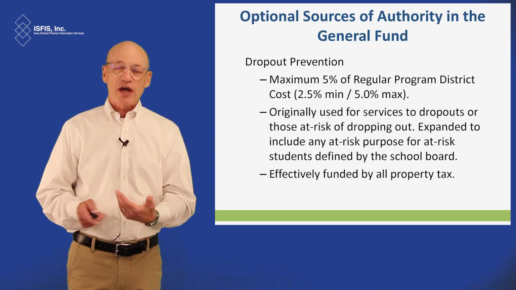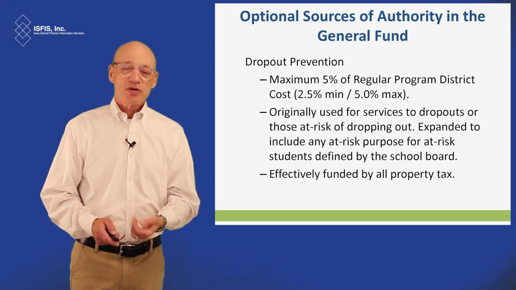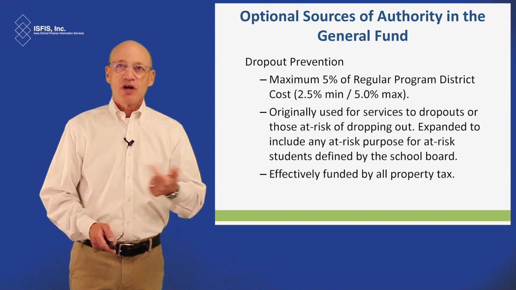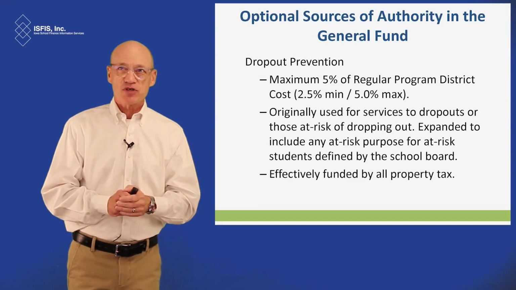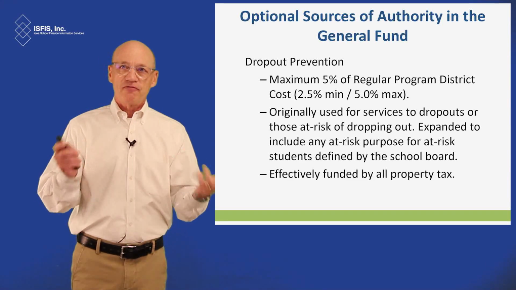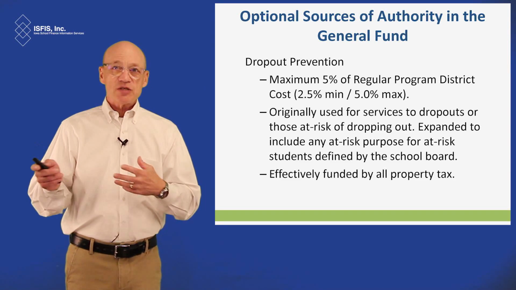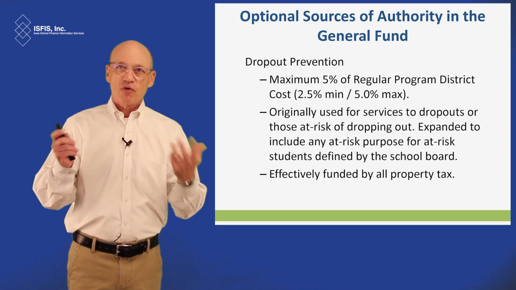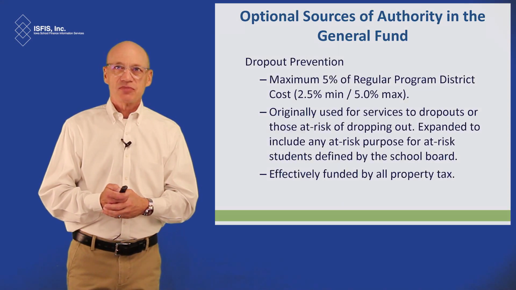Dropout prevention is another way that school districts can supplement their funding. It's a maximum of 5% of the regular program district cost. Some districts are at 2.5% maximum, other districts are at 5%, and alternatively, other districts are between 2.5% and 5%. It's used for funding services to dropouts or those at risk of dropping out. And it's recently seen expansions to include any at-risk purpose for at-risk students that are defined by the school board. But it is effectively funded by all property tax. Those are really the two major ways that school districts can increase the size of their general fund, and that's really the only areas that are available to them.